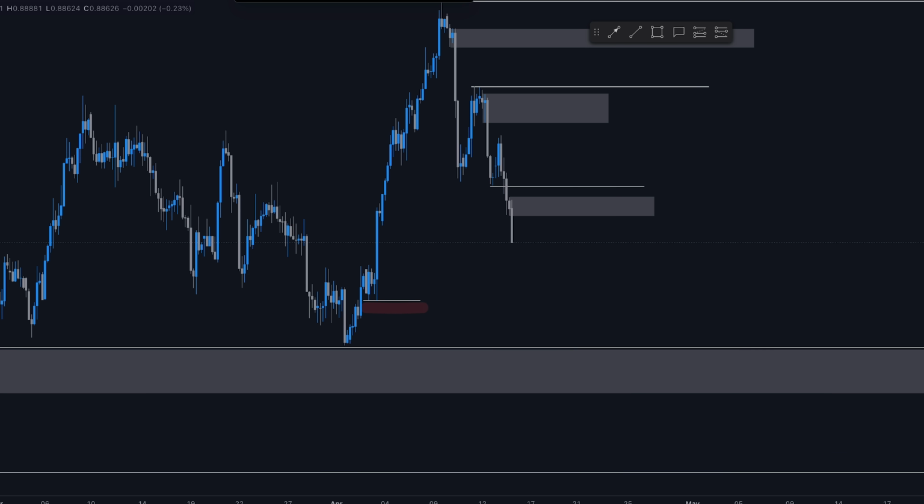Again, we don't want to really worry about this demand at all because it's got equal lows beneath it. It's very unlikely to react. It's more likely to be taken out.